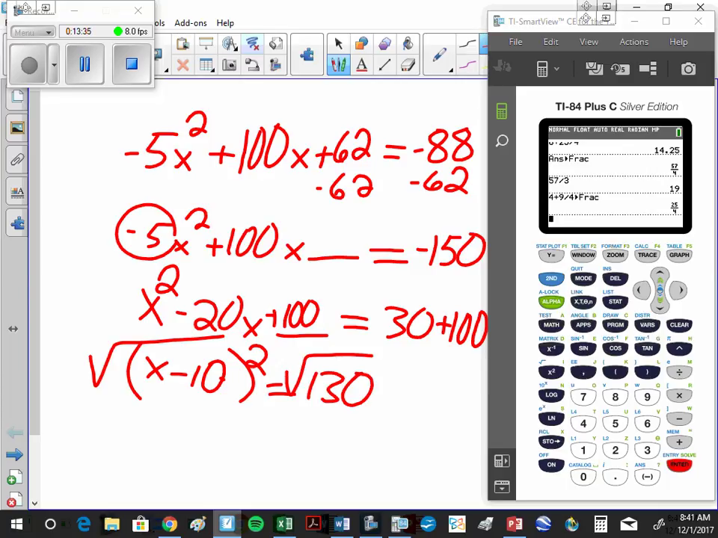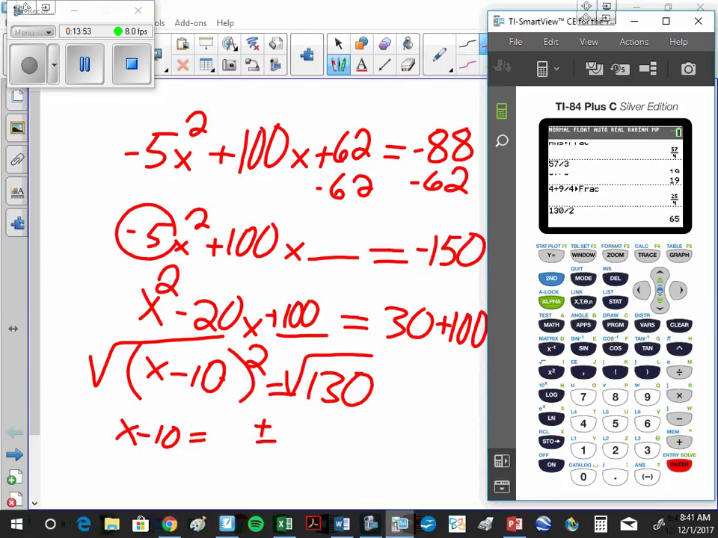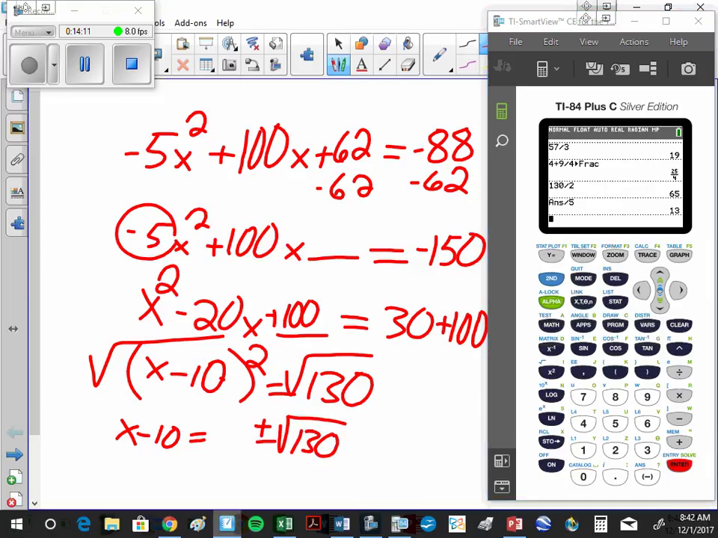Take the square root. X minus 10 is equal to plus or minus the square root of 130. Let's see if there are any numbers we can take out of that. 130 divided by 2 is 65. Divided by 5 is 13. So 130 is 2 times 5 times 13. Can I bring anything out? Nope, I don't have any pairs. So it just stays the square root of 130. And then I add 10. 10 plus or minus the square root of 130.